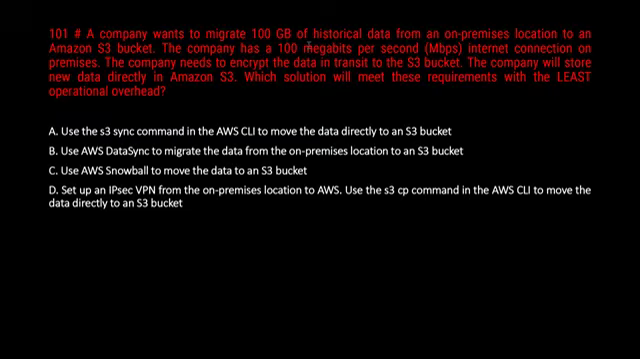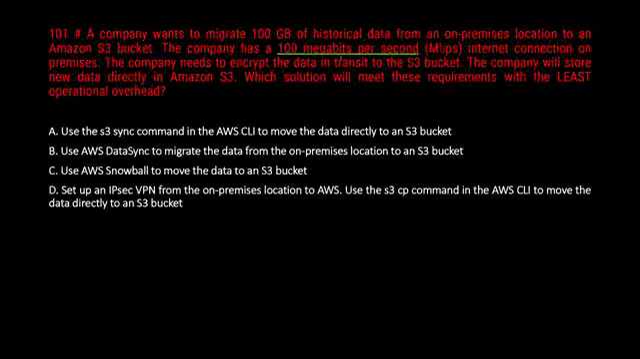A company wants to migrate 100 GB of historical data from an on-premise location to an Amazon S3 bucket. The company has a 100 megabits per second, megabits, not megabytes. When it is a capital B, it is megabyte; now it is bits. 100 megabits divided by 8 gives megabytes, so it's about 13, give or take. 13 megabytes, that is the speed of the internet connection on premises. The company needs to encrypt the data in transit.